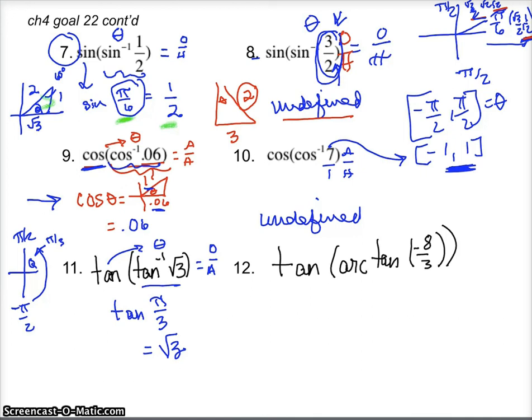Let's take a look at number 12. The interior is where the inverse or the arctan is. We know the interior will be equivalent to theta. Therefore, after we find theta, we will evaluate the tangent of that angle by using the opposite over adjacent. So -8/3 is not one of our memorized values on the unit circle. Therefore, we must draw a triangle in order to evaluate the tangent of that angle.